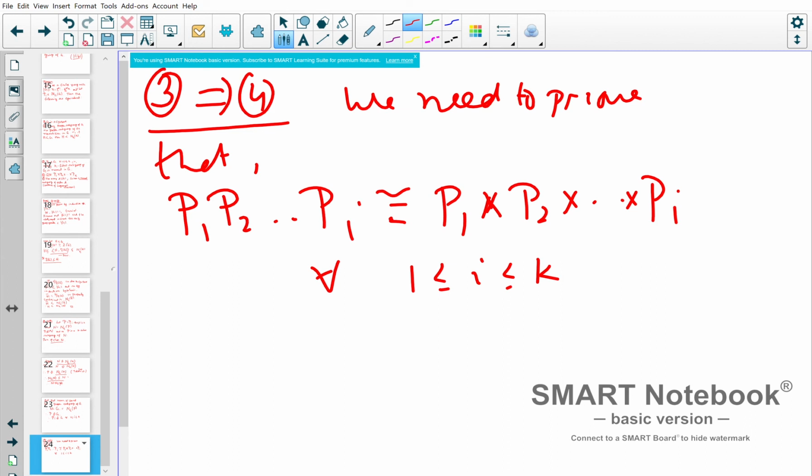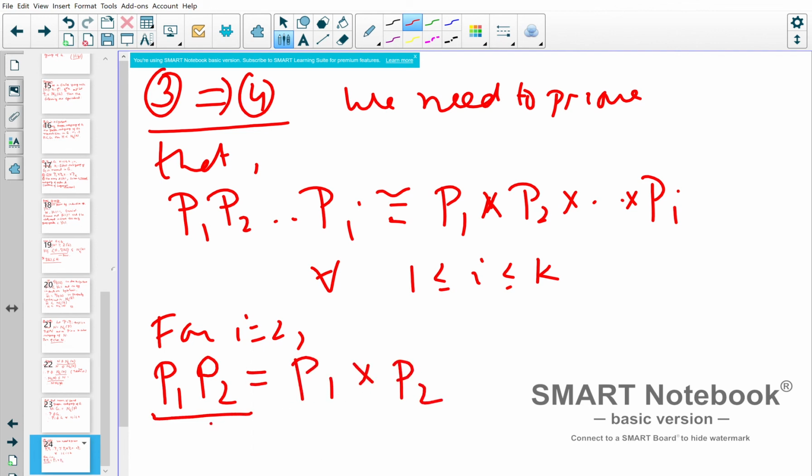Now how to prove this kind of statement? Obviously for i equal to 2, this is obvious. For i equal to 2, we have P1 and P2, right? So I need to prove that P1P2 is the direct product of P1 and P2. Now you remember how to prove that something is an external direct product of those things. We prove that the intersection is trivial and they are normal. So this is what we need to prove, right?